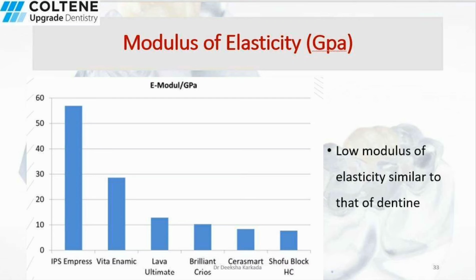Anisotropy is responsible for the exceptional resistance of healthy tooth enamel. Enamel prisms are the reason for the modulus of elasticity of enamel. The filler materials do this part in case of composites. Here it is generated by the polymerized methacrylate matrix. BRILLIANT Crios, Cerasmart and Shofo block HC have low modulus of elasticity, which is similar to that of dentin.